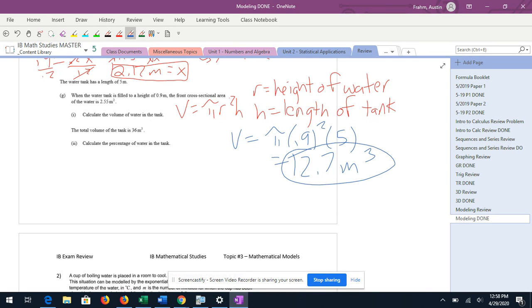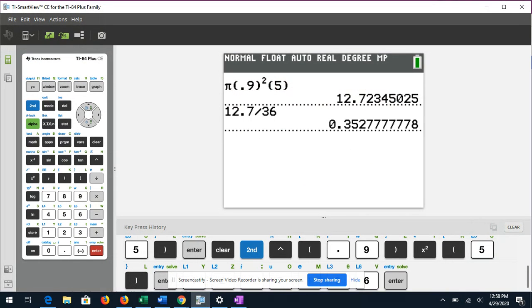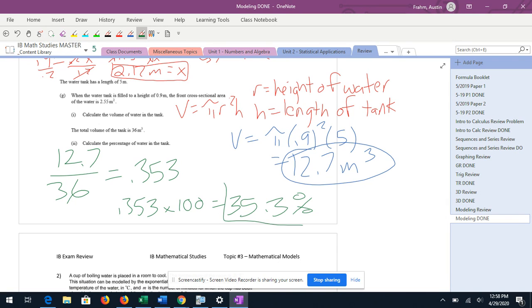So then it also says the total volume of the tank is 36 meters cubed. And part 2 says calculate the percentage of water in the tank. So since our tank is only filled 12.7 meters cubed, what we would do is take that, divide it by the actual total volume of the tank. 12.7 divided by 36 comes out to be 0.353. And if we multiply that by 100 to turn it into a percentage, we get that the tank is only filled 35.3%.